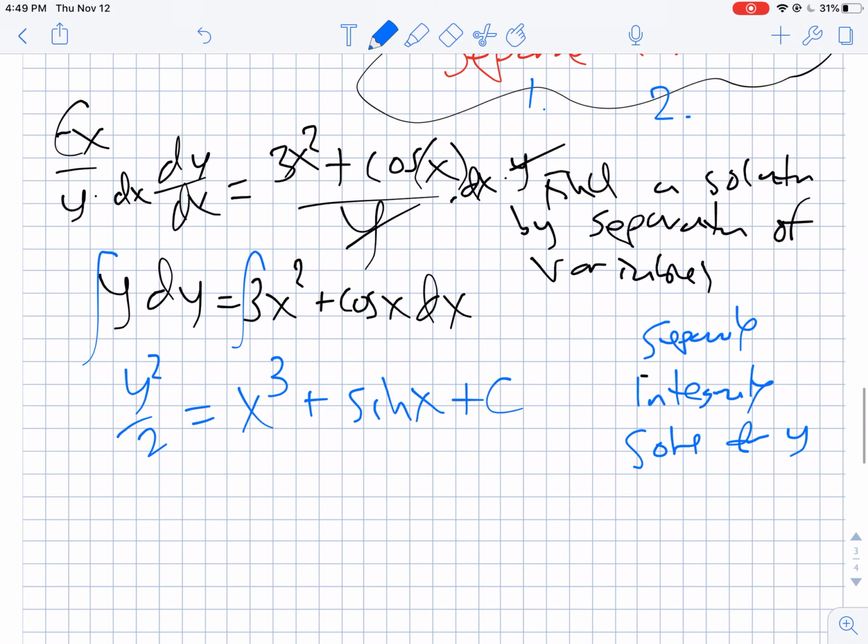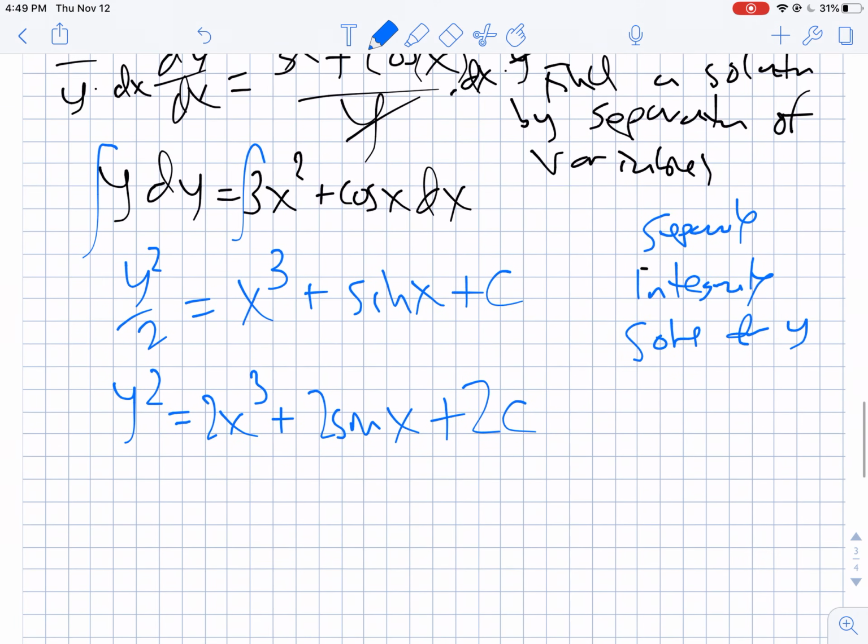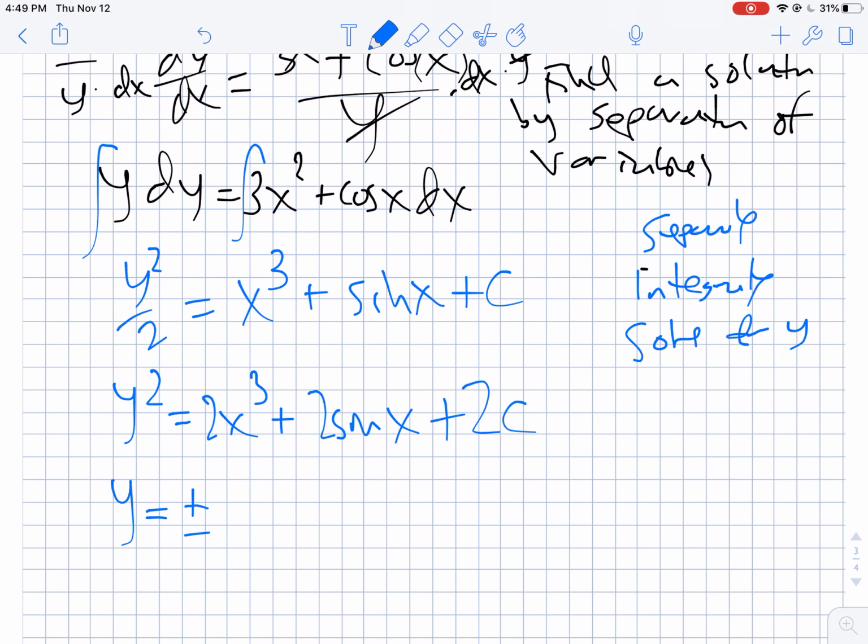Okay, so that's not too bad. I'll multiply the 2 to the other side. So y squared equals 2x cubed plus 2 sine of x plus 2c. You can just turn that into a single variable, it doesn't matter. So now when I want to solve for y, it will be plus or minus the square root of 2x cubed plus 2 sine of x plus 2c.